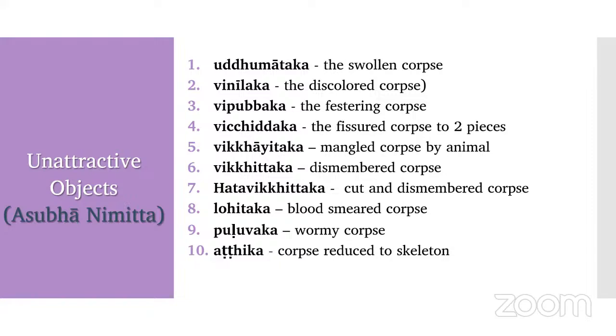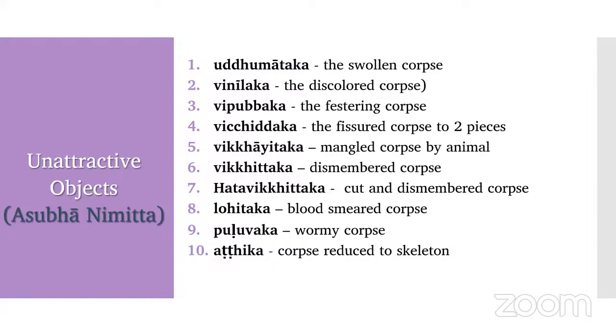And Hatavikkhittaka, the cut and dismembered corpse. And Lohitaka, the blood smeared dead body. And Pulavaka, the wormy dead body. Atthika means the corpse reduced to a skeleton. So with each meditation subject you can attain the first jhana.